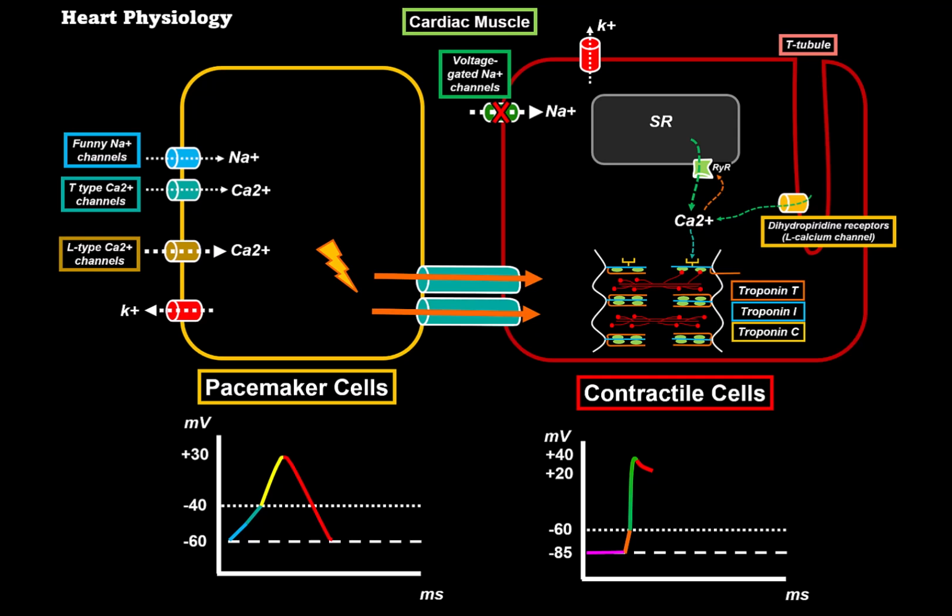Now, while all of this is happening, the cell voltage is neither going to increase or decrease, because the rate at which the calcium is flowing in is approximately the same as the rate at which potassium is flowing out. So all of this happens during a plateau phase.